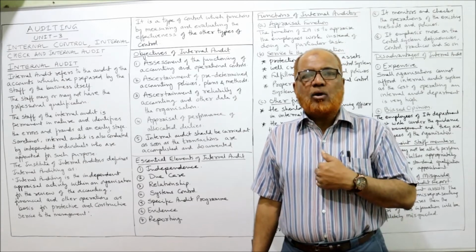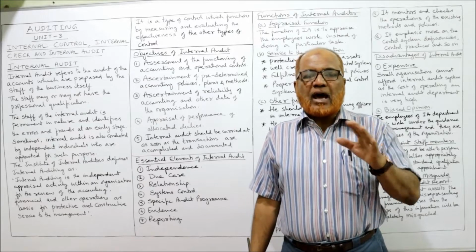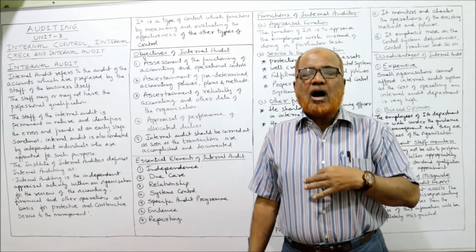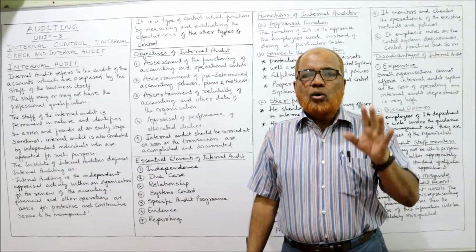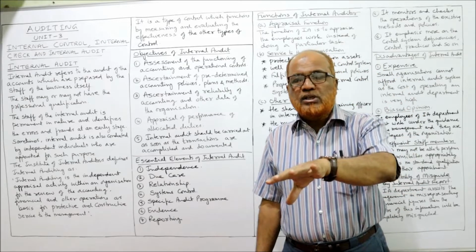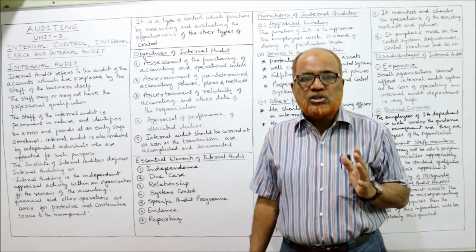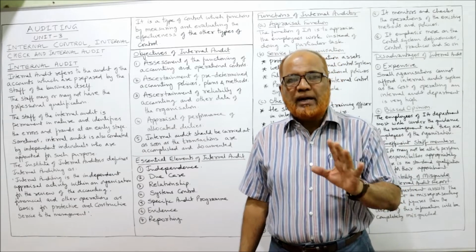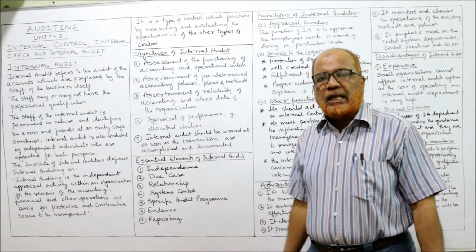Suppose I am the internal auditor, I should be independent. When I am appointed as internal auditor, I should function independently. Nobody should force me to do this thing, that thing. I will take my own decisions regarding auditing. So independence.